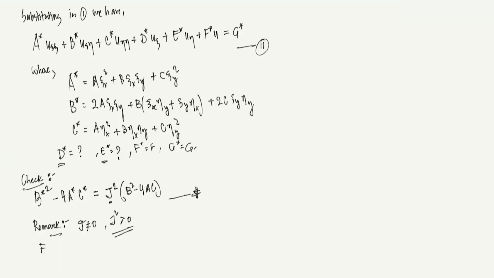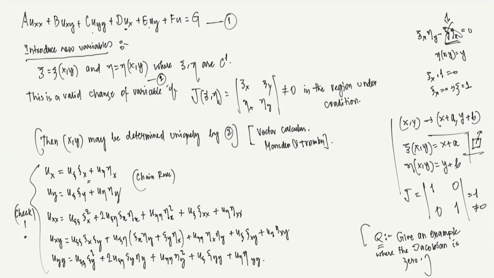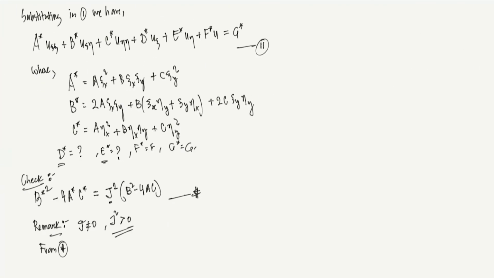So from star, what we have is this. If our original expression, so let's say this one, we can calculate b square minus 4ac, and let's say in some region it is going to be elliptic. If it is an elliptic equation, b square minus 4ac initially is going to be negative, right? So if this is negative and J square is positive, this positive term times the negative term becomes negative. So b star square minus 4 a star c star is also going to be negative. So an elliptic equation remains elliptic.